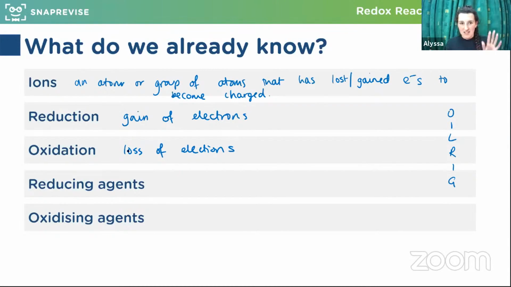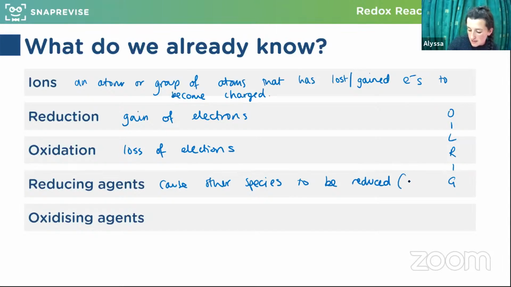Exactly. Okay, perfect. So reducing agents cause another species to be reduced, i.e. to gain electrons. And therefore, by reducing other species, they themselves are oxidized, they must lose electrons. Exactly right, which is what lots of you have said.